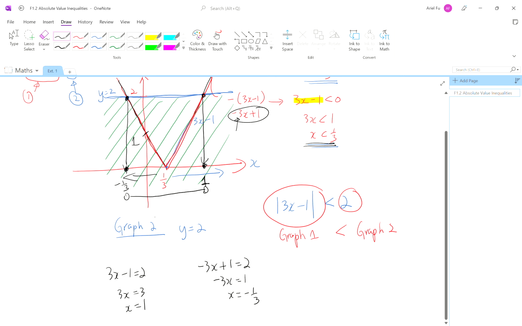So what's the solution? The solution is in between these two, because that is when the red graph is below the blue graph. Therefore, the solution is x between negative 1/3 and 1.